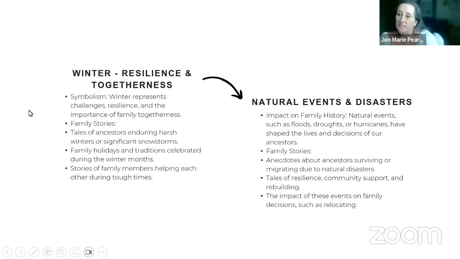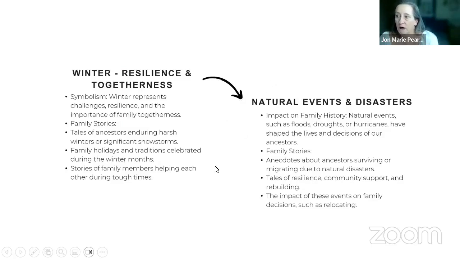Winter was resilience and togetherness because they'd be inside all the time. Winter represents challenges, resilience, and importance of family togetherness. Write tales about your ancestors that endured harsh winters and significant snowstorms, family holidays and traditions that were celebrated during the winter months. Stories of family members helping each other during the tough times, because a lot of times they had to rely on their neighbors.